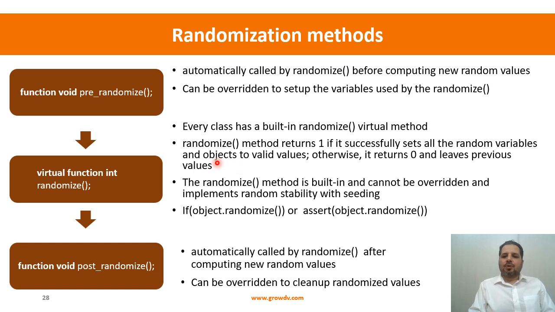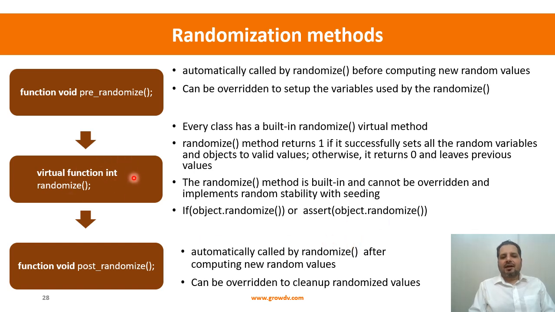So sometimes you need to be careful. In some simulators, a randomization failure, unless you have added an assert, could be treated as a warning, and it may end up using the previous value. So that is something you need to take care of. The randomize method, by the way, cannot be overridden, and it implements random stability with seeding. We will understand what this stability means in the subsequent slides. And whenever you do the randomize, you need to check it. You can check it either with if object.randomize, or you can just use a simple immediate assertion, assert.